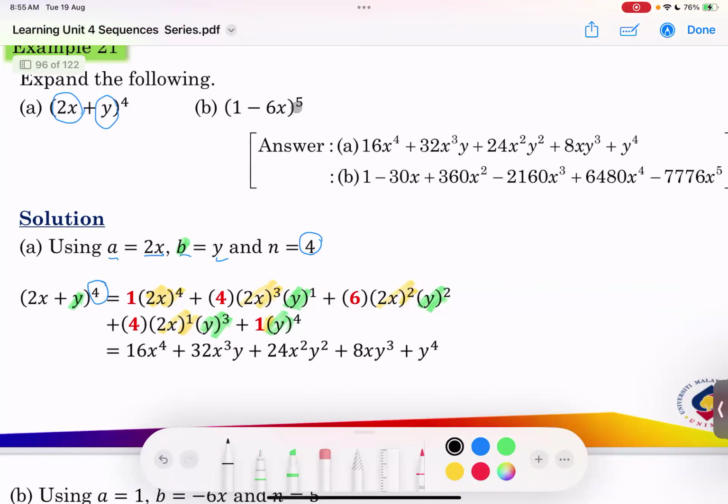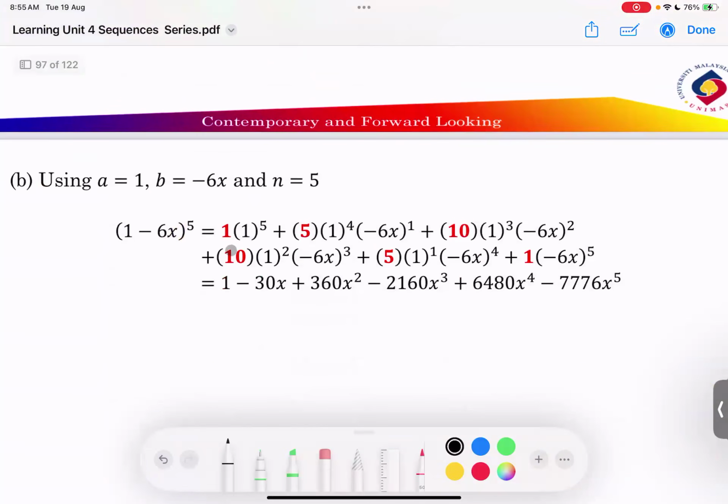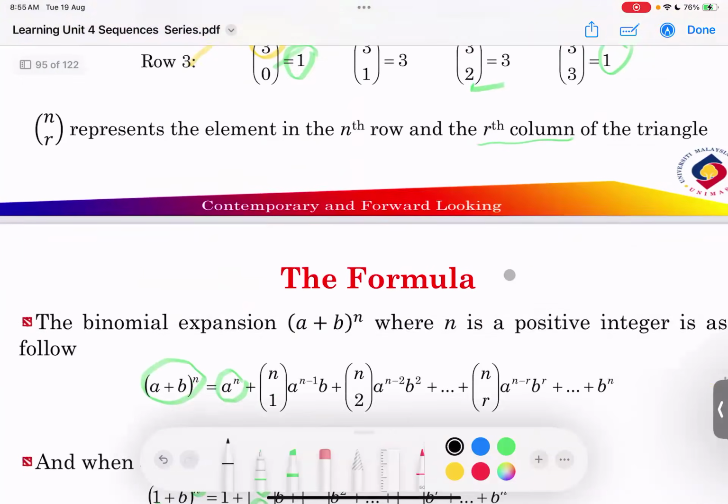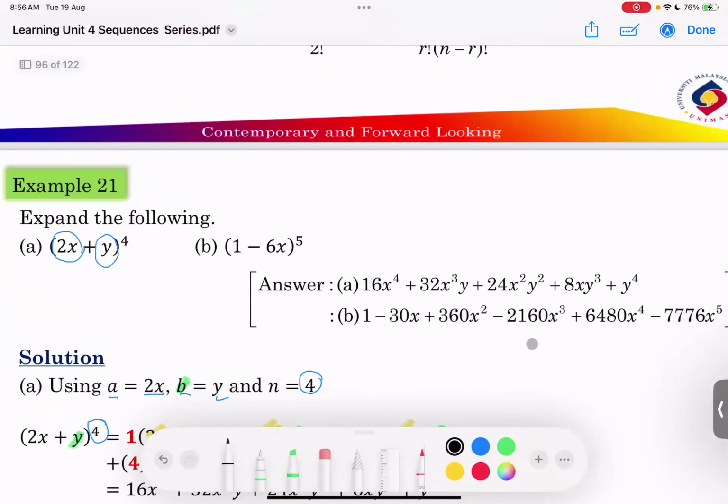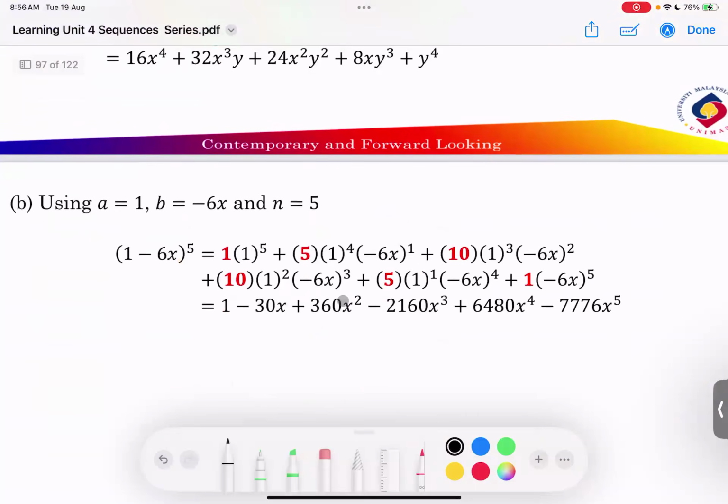Now you can see this is the fifth row. Fifth row already. So you can see 1, 5, 10, 10, 5, 1. We go back to the slide before this. See? If the power is 5, it is 1, 5, 10, 10, 5, 1. So we come back to here. Let us verify. Yes, 1, 5, 10, 10, 5, 1. Now this one is your a, this one is your b.